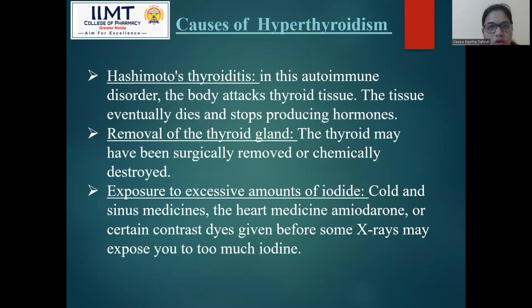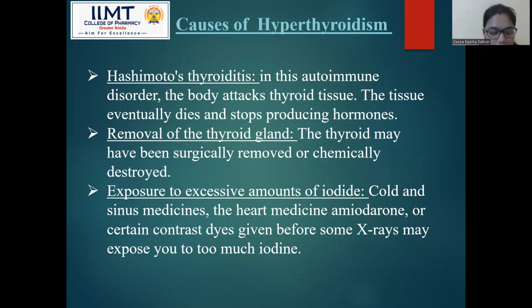So the next cause is Hashimoto's thyroiditis. It is an autoimmune disorder. The body attacks thyroid tissue. The tissue eventually dies and stops producing hormones. In case of hyperthyroid, too much thyroid hormone is released in our body, and in case of hypothyroid, a lesser amount of thyroid hormone is released in our body.